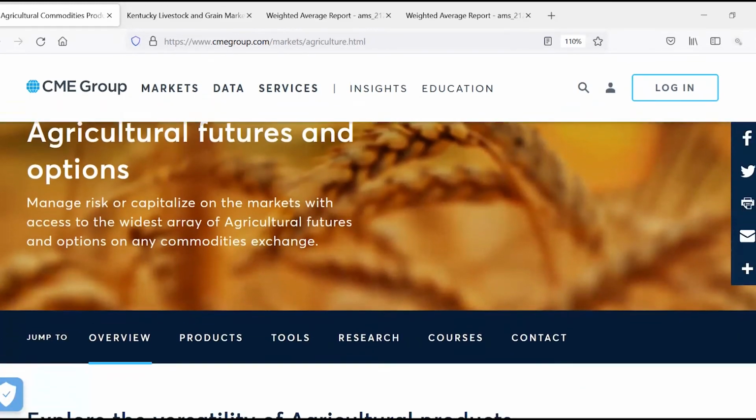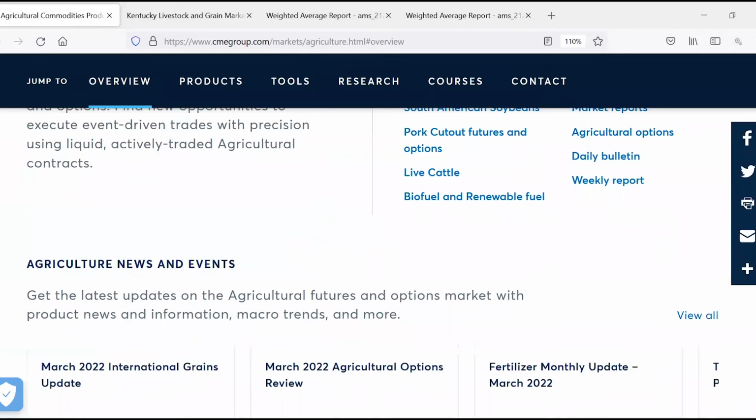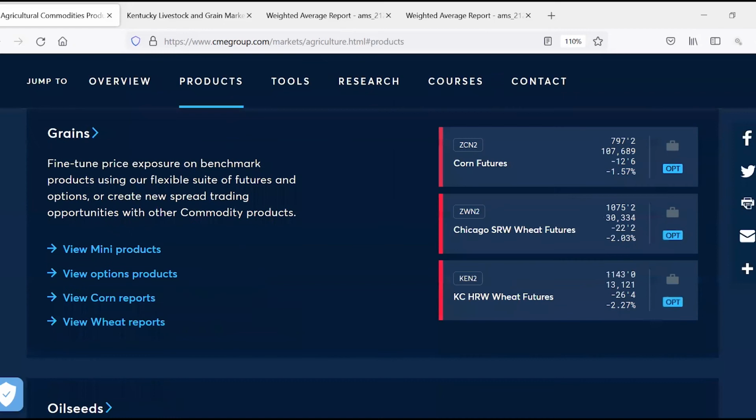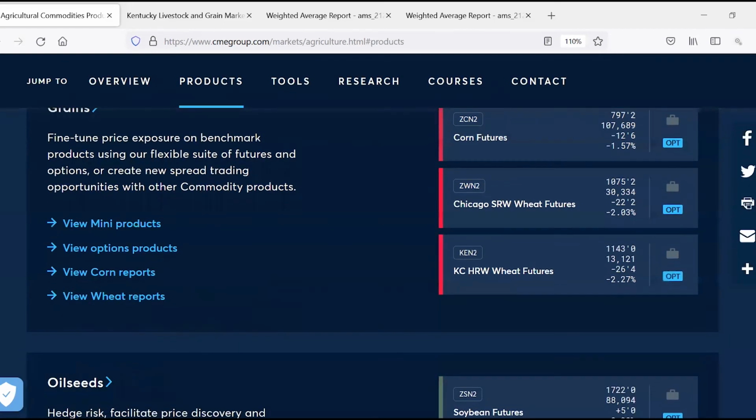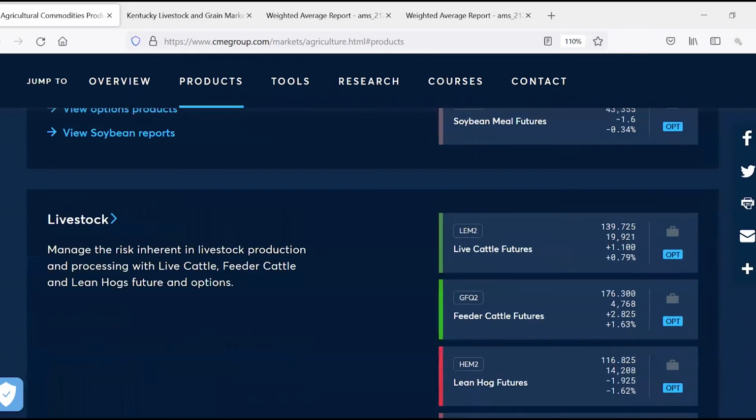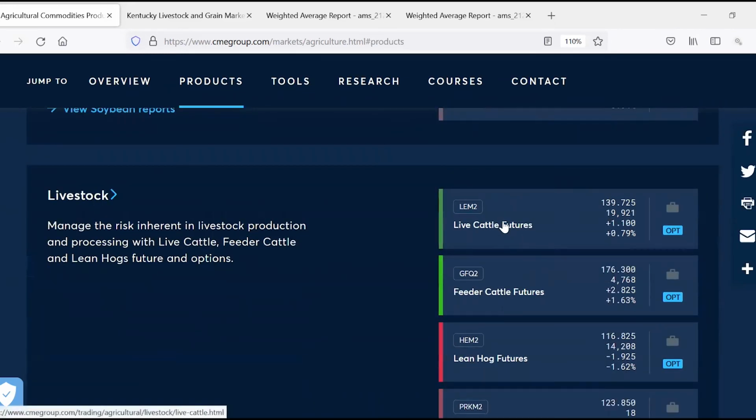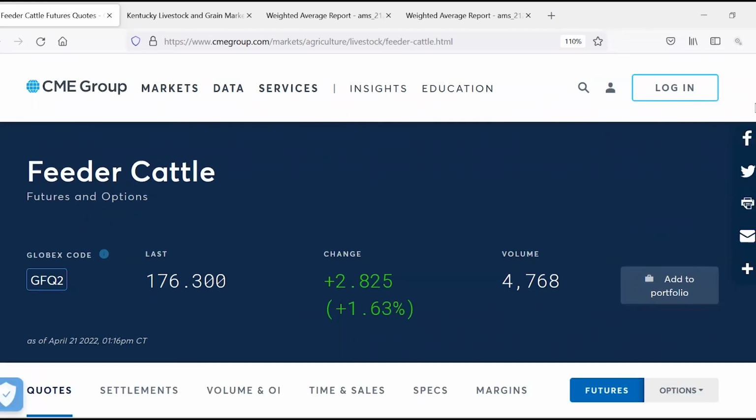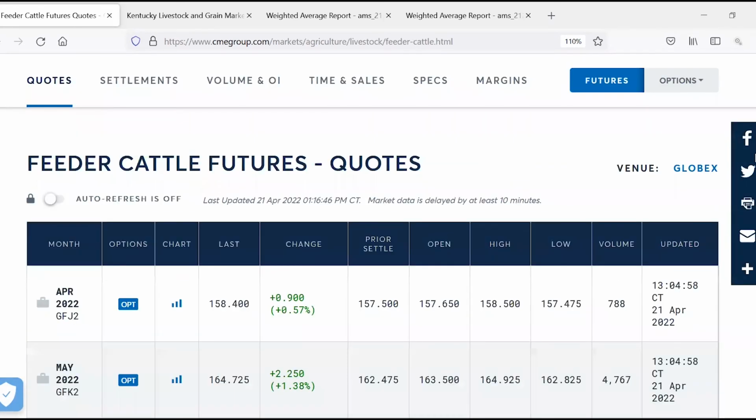I can slide down here and keep scrolling. I can get to what I want. It's going to start by showing me some prices for grains. Notice I've got corn, wheat. I can find soybeans there as well. Here's my oil seeds. I go to livestock. I can click here to access live cattle futures, or here in our case to access feeder cattle futures. It's going to bring up the actual quotes for today, right now, for the feeder cattle futures market.